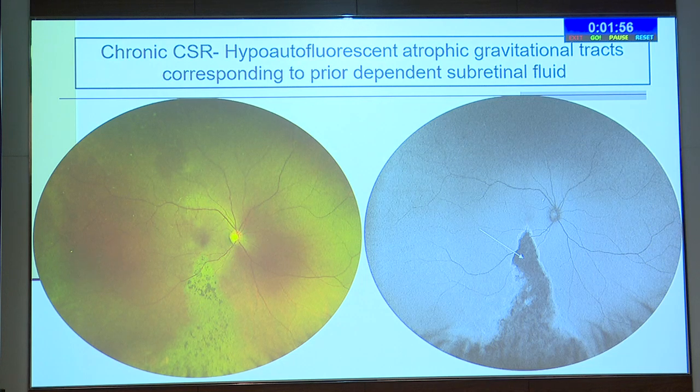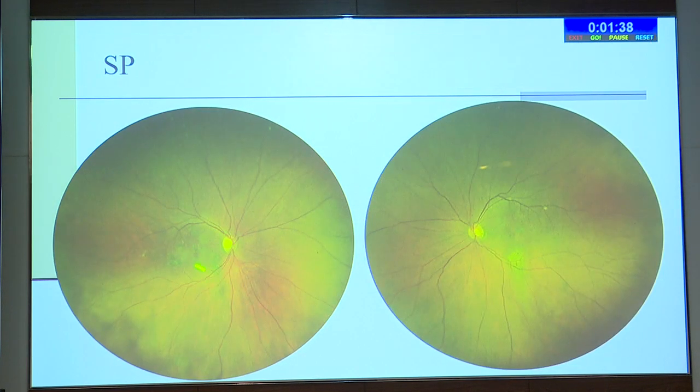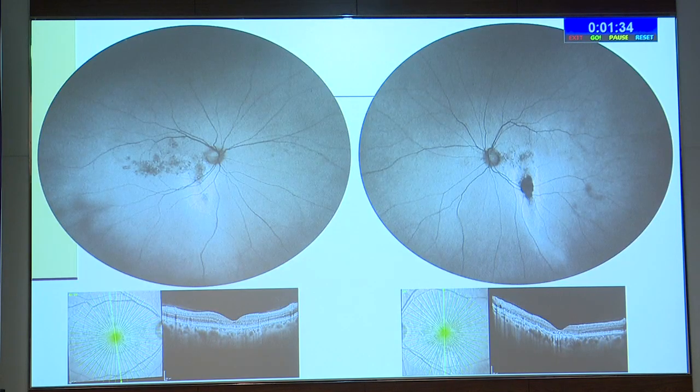And wide field autofluorescence also helps us in demonstrating these RPE tracks, which are part and parcel of chronic CSR. You can see all these gravitational tracks almost as well as you can see them on fluorescein angiography. It's another patient with chronic CSR and RPE tracks. And you can see how dramatic it is, almost as if you are doing a fluorescein angiography.